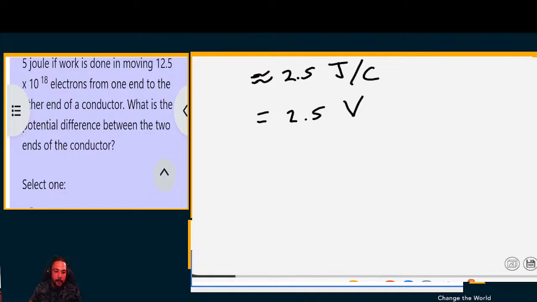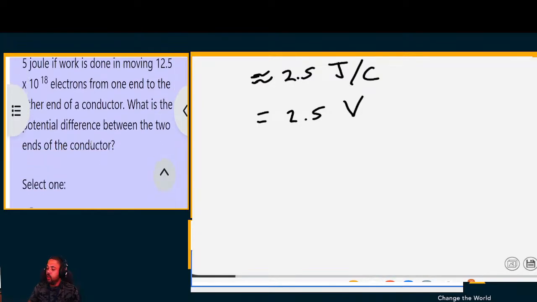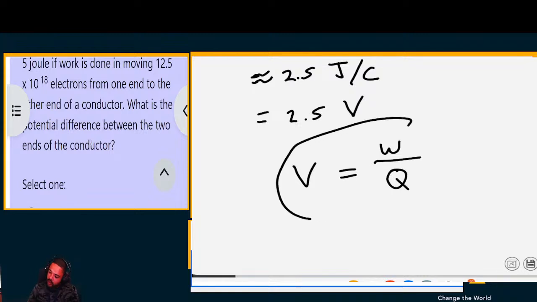Okay, that's a nice problem to wet our beaks. So remember, in this case, to solve this problem, you needed to know that voltage is defined as the amount of work done to move a charge. That is the crux of this problem. You needed to know this particular formula. Okay, and make sure you know it.